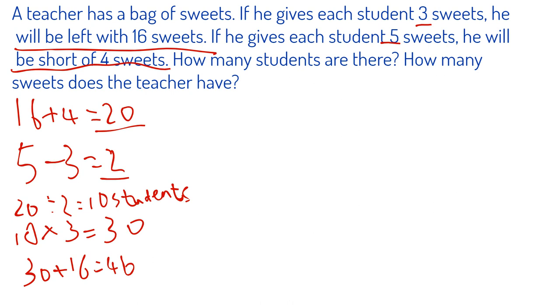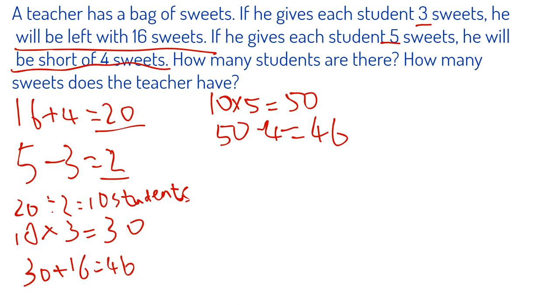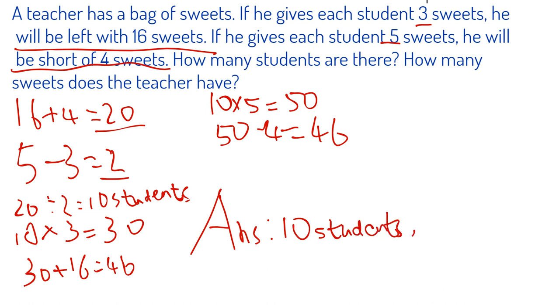So if we use the second situation, we will use 10 times 5, we get 50. And of course 50 minus 4 equals 46, which is the same. So now, how many sweets does the teacher have? The teacher has 46 sweets. So now let's write the answer. The first answer is 10 students. And the second answer is 46 sweets.